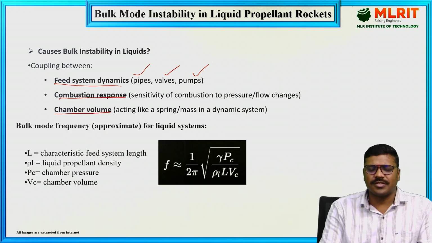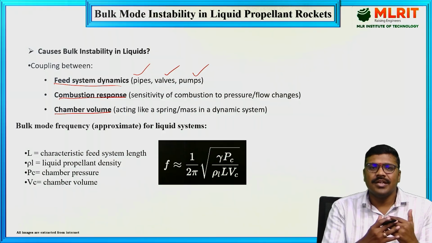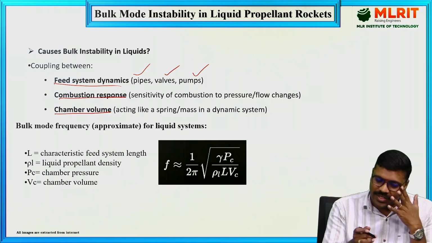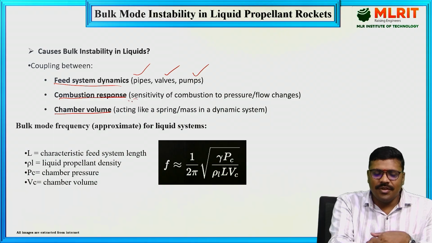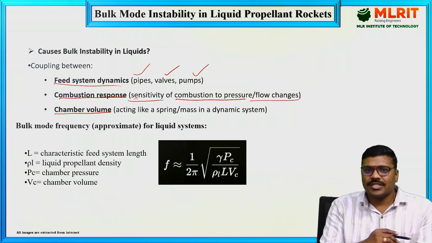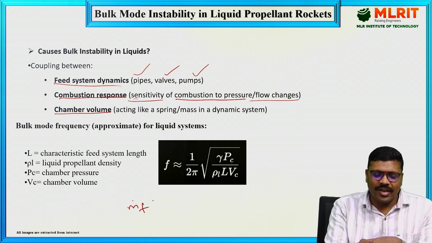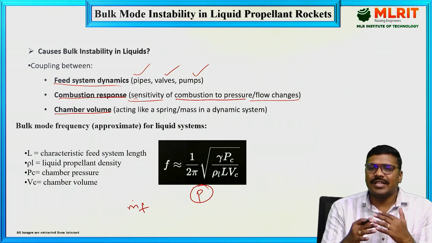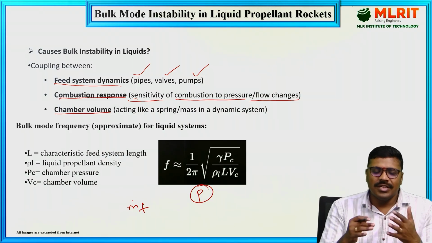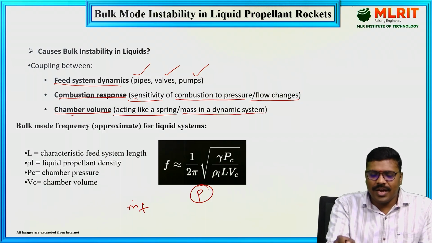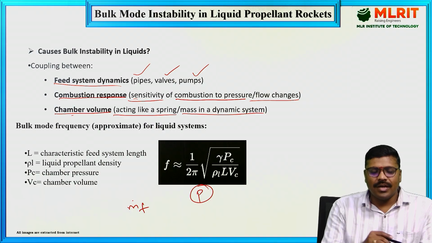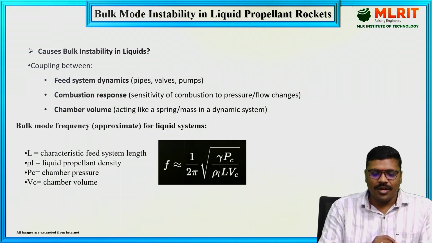And the combustion response, that is, how fast the combustion process is going on: the time of combustion of propellants and the pressure buildup in the combustion chamber come under combustion response. It is the sensitivity of combustion pressure to flow changes. If I change the mass flow rate of the fuel in the combustion chamber, there will be some change in the pressure. So the time taken for this pressure buildup or pressure drop is nothing but the combustion response. Next, the combustion chamber volume acts like a spring mass dynamic system. So these are all causes of the bulk mode of combustion instability in a liquid propellant rocket motor.